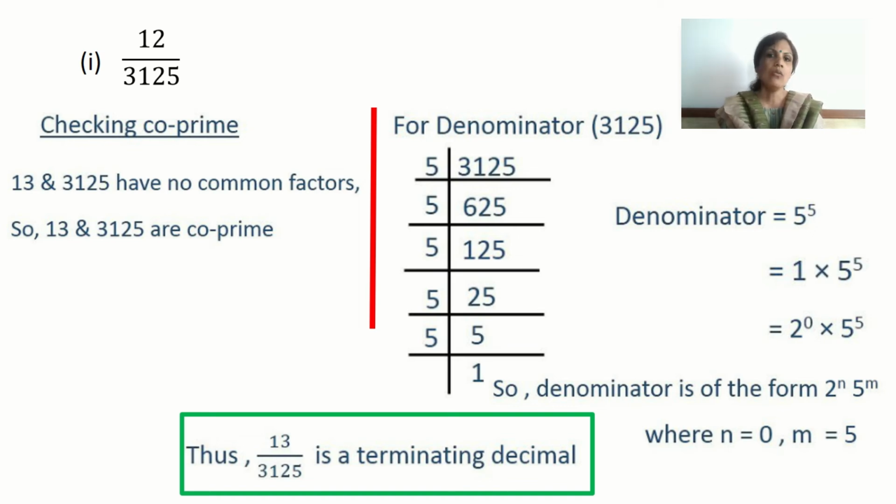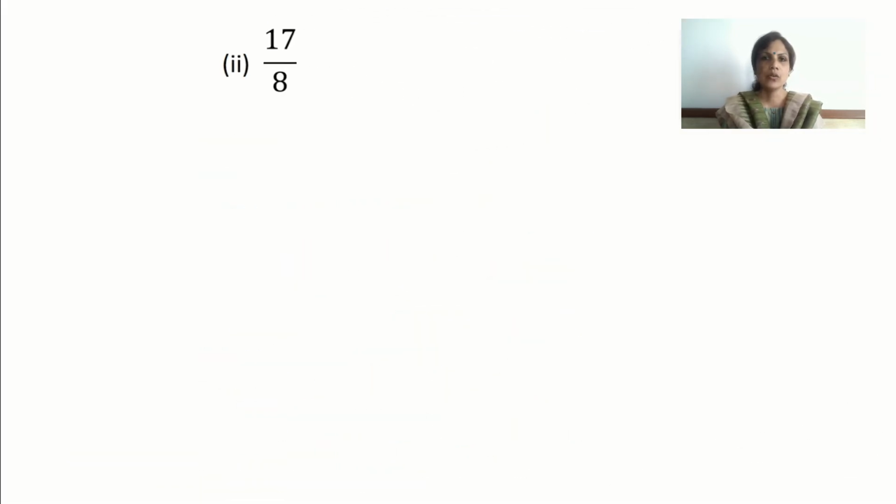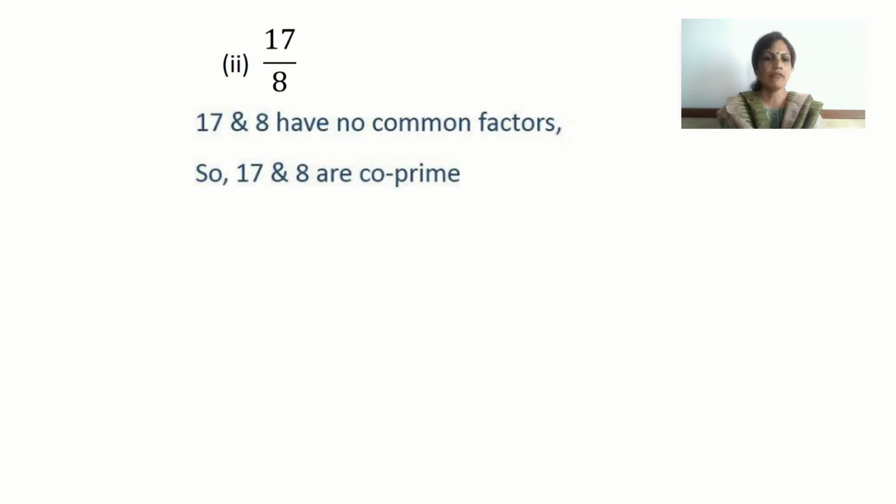So this is how, without actually doing the division process, we can find out whether the decimal expansion is terminating or non-terminating and repeating. Let's see another example. So this is the second question, 17 upon 8. Now clearly we can make out that 17 and 8 have no common factors other than 1. So they are co-prime numbers.